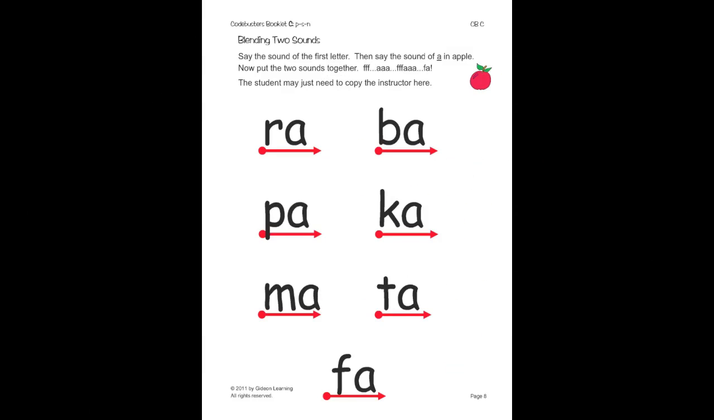This is the first place in Codebusters where the student learns to blend 2 sounds together. The student will likely need help with this, or may just need to repeat after the instructor. This letter makes the sound R. Can you say R? This letter makes the sound A, as in apple. Can you say A? Now, let's put the 2 sounds together by saying R, A, Ra, Ra. Great!